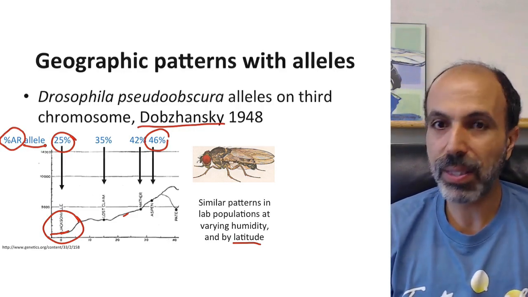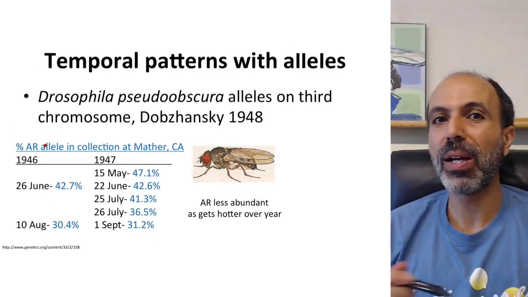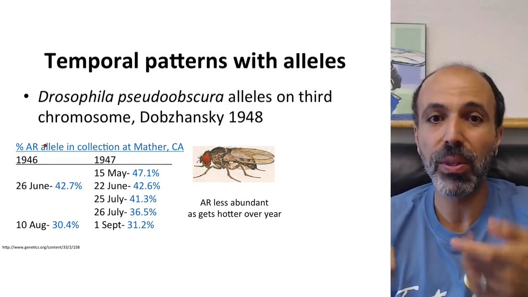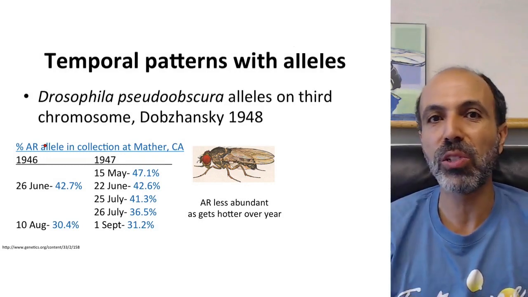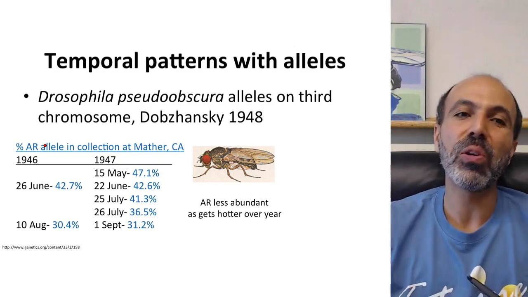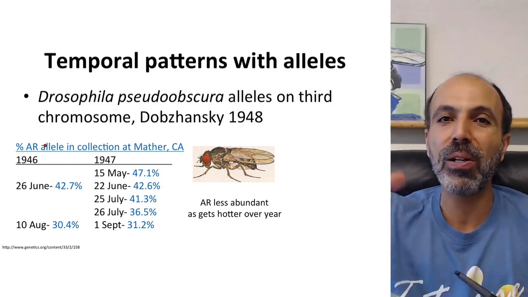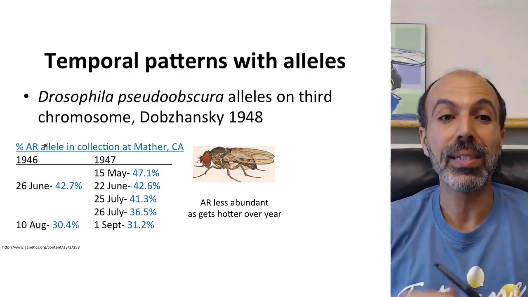Now, this was true with respect to geography, but remember I said before this was space and time. You see the same thing looking at it over time as well. Remember, Drosophila species breed very quickly. Drosophila pseudoobscura has a generation time in the lab of 3 to 4 weeks. So you have many generations over the course of the year, so there's lots of opportunity for natural selection to change the abundance of alleles over seasons.